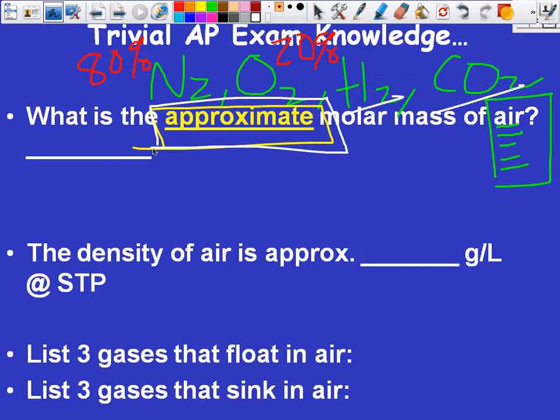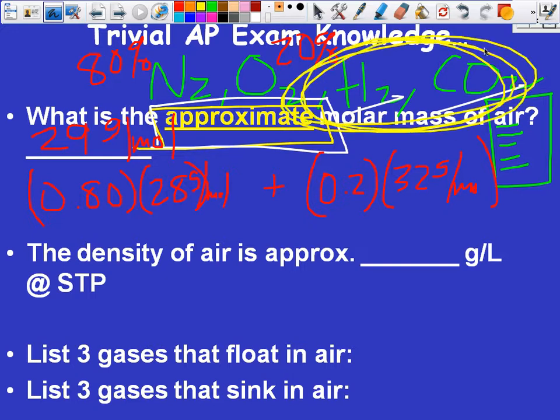So whatever we approximate is probably going to be a little bit less than what we come up with, all right? So here's what we're going to do. We're going to take that 80% and just say 0.80, and multiply that times the molar mass of N2, which is 28. Again, this is grams per mole. And then we're going to add it to the 20%, which is 0.2, multiplied times the molar mass of oxygen, which is 32 grams per mole. We multiply and add those up, and that gives you an approximation of about 29 grams per mole. Again, it's an approximation. It's probably a little less than that because we do have other things in the air, such as hydrogen, carbon dioxide, and other things. But it's just a good approximation.